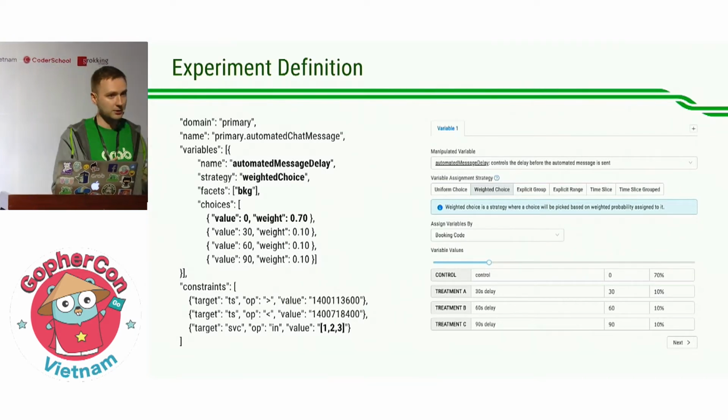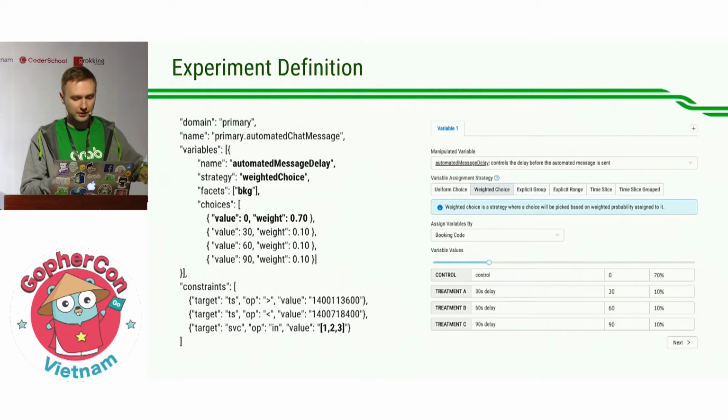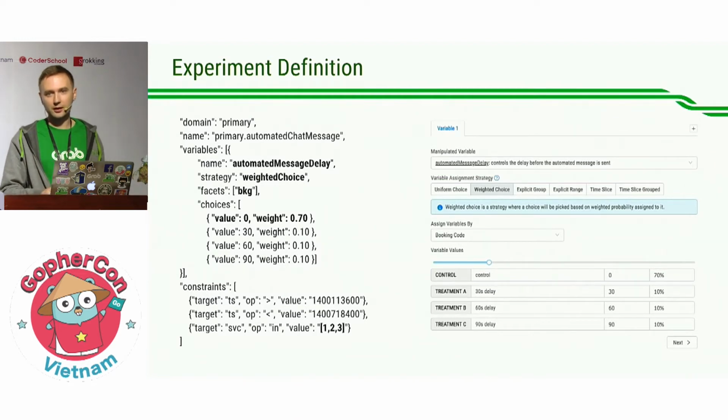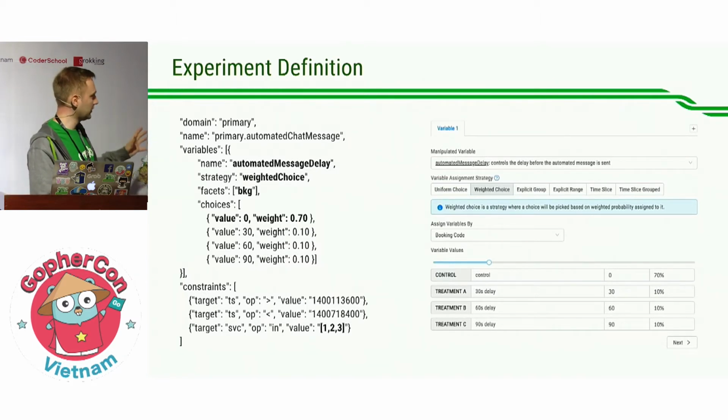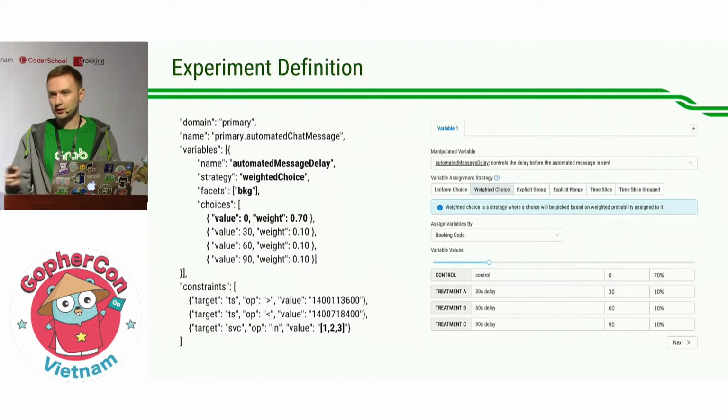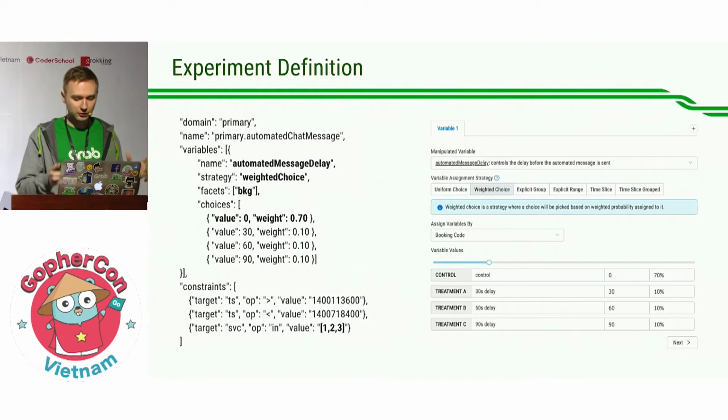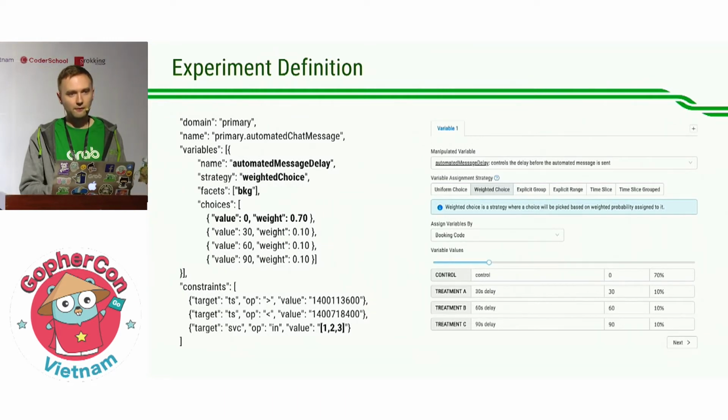We have a weighted choice, which says, well, how do I want to change it? So 70% of all the bookings get the value 0, which means no message is sent. 10% get value 30, so after 30 seconds we send a message. 10% get 60 seconds, and 10% get 90 seconds, right? As well, we have some constraints. So this experiment should be constrained, first of all, in time. You don't want to run an experiment for months, right? It's constrained in time, and then constrained on several verticals, like taxi types, we call them.